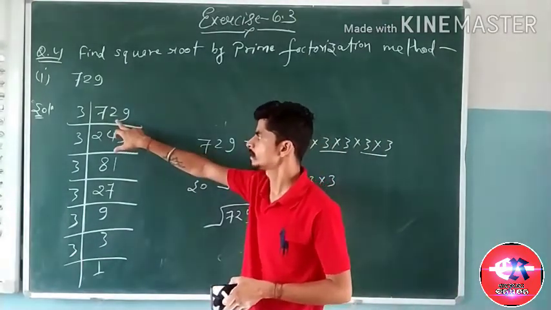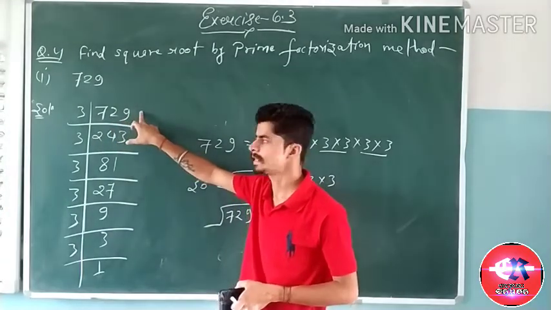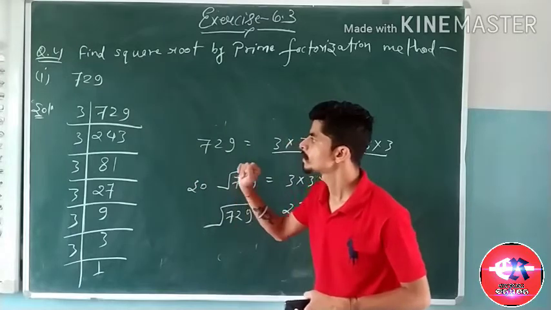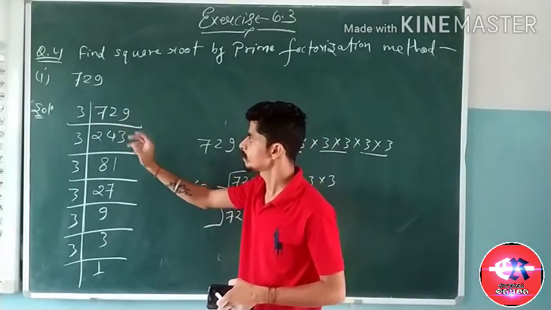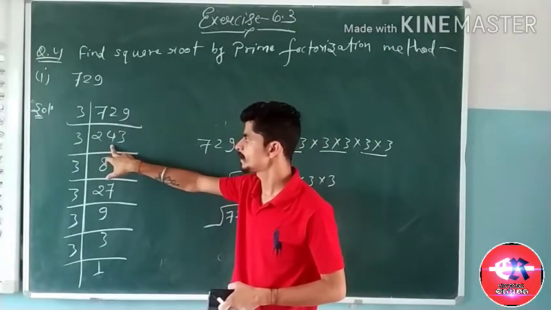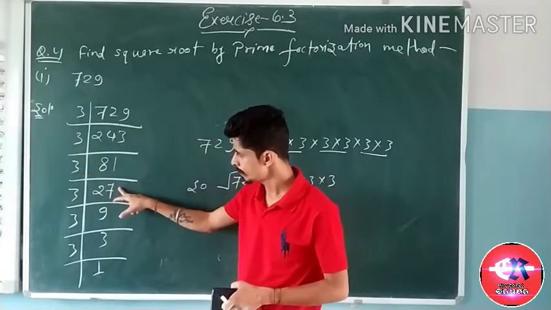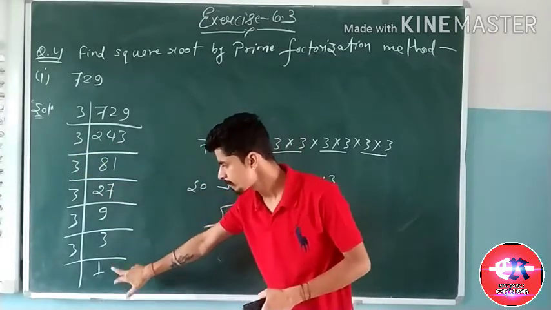So the sum of 7 plus 2 plus 9 will be 18, and 18 is divisible by 3, that means 729 will also be divisible by 3. So when we divide it, we get 243, and it is also divisible by 3. Now we get 81, then 27, then 9, then 3, then 1.